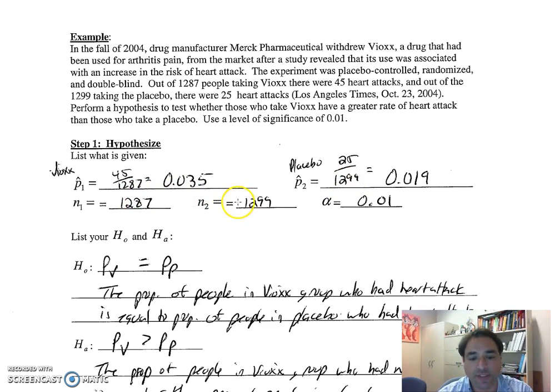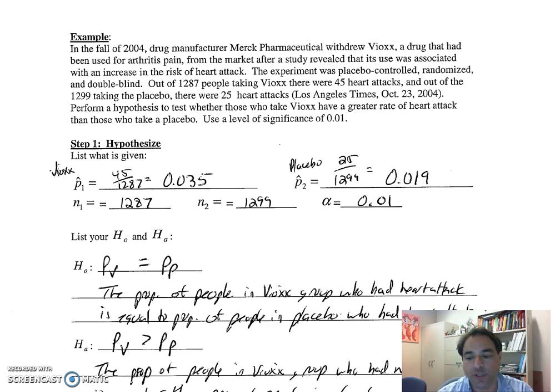Notice the sample sizes are different, and that's okay, as long as they're similar. If they're really different, I would worry if one was really small, but in this case they're fine. And that's 0.019. So the question is, was there a difference between the Vioxx group and the placebo group? Is there a greater chance of heart attack in the Vioxx group?